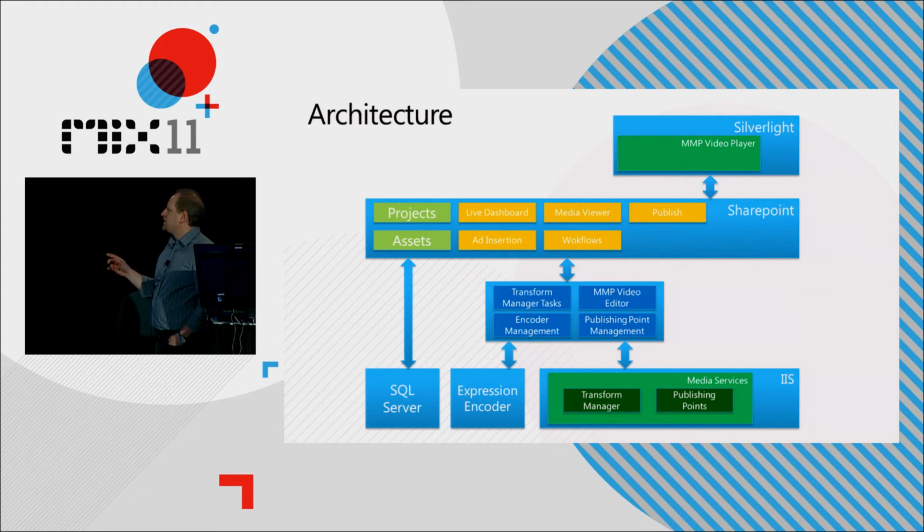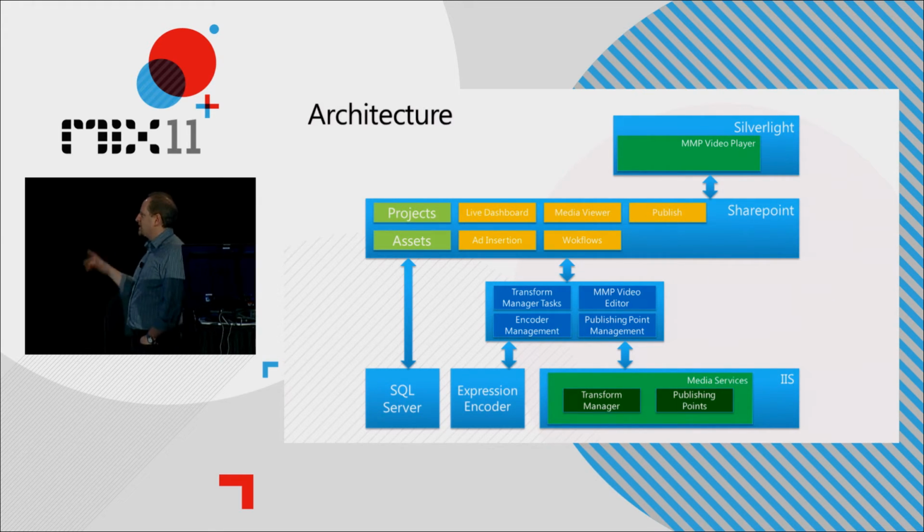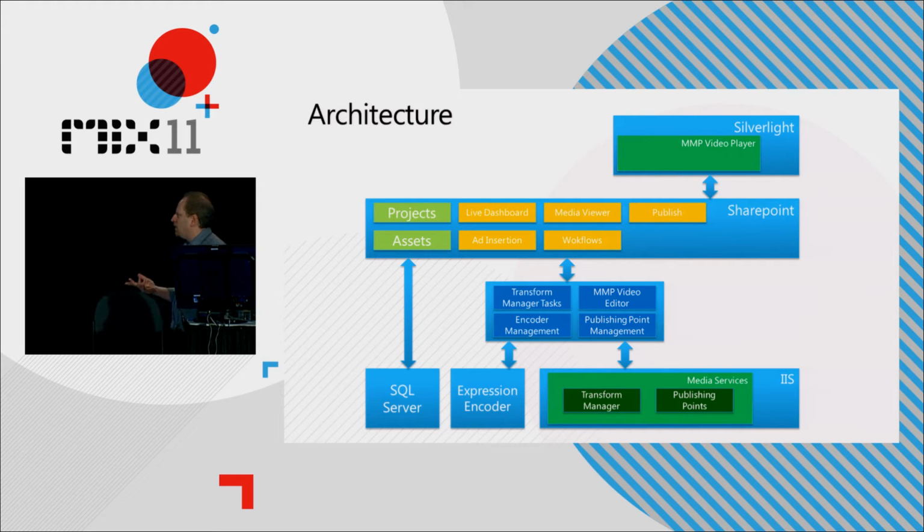The encoder manager of the web services allows us to talk to either Expression Encoder or to the Inlet encoders. And the publishing point management, again, is a set of web services that allow us to manage the publishing points on the IIS Media Services. And for the IIS Media Services, we're taking advantage of Transfer Manager and the publishing points, which are used for live events, and obviously IIS Media Services itself in order to stream on-demand content.